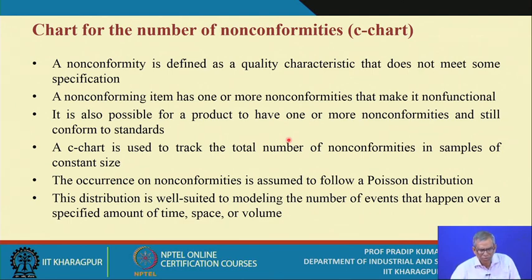A C chart is used to track the total number of non-conformities in samples of constant size. That means the sample size doesn't change. What do we assume? That the number of non-conformities in a sample is a random variable, a discrete random variable, and so we assume that it follows a Poisson distribution. That means there will be defects, but the probability of such occurrence is very, very small. That's why you may assume a Poisson distribution.